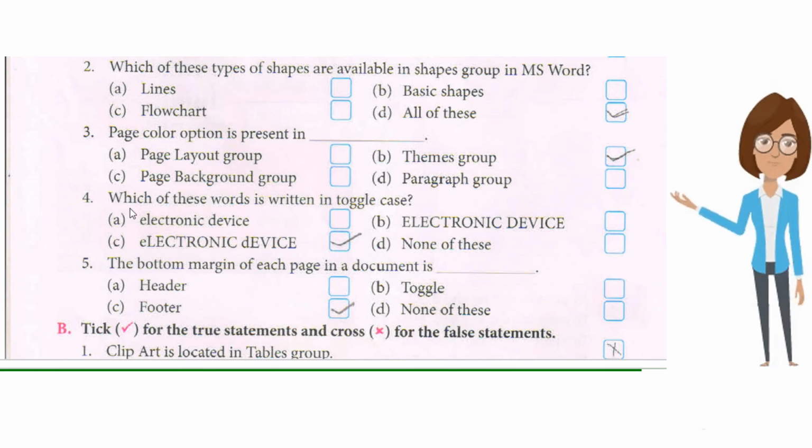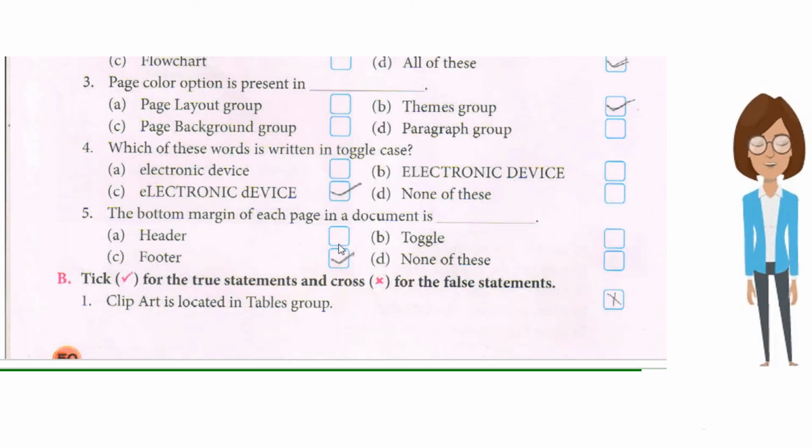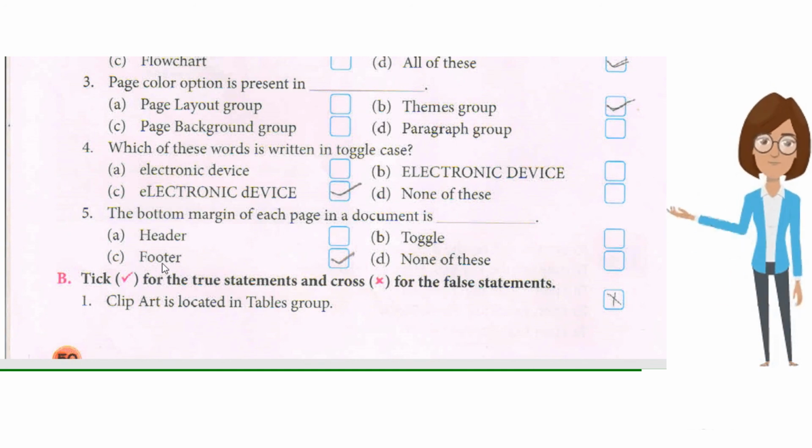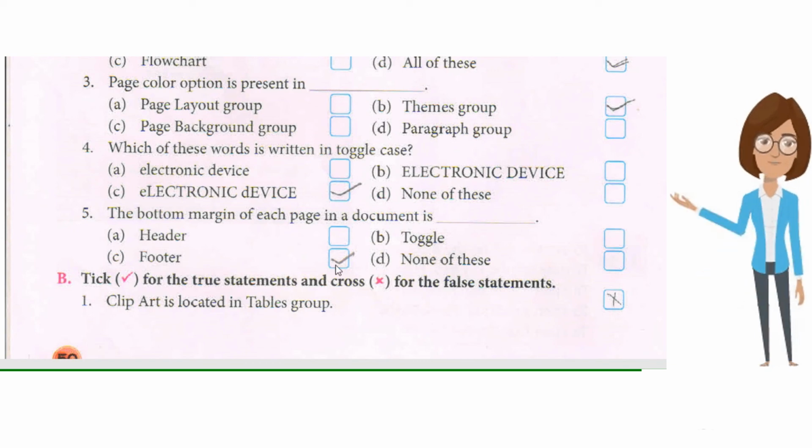4. Which of these words is written in toggle case? C. Electronic device. Answer. 5. The bottom margin of each page in a document is dash. C. Footer. Answer.